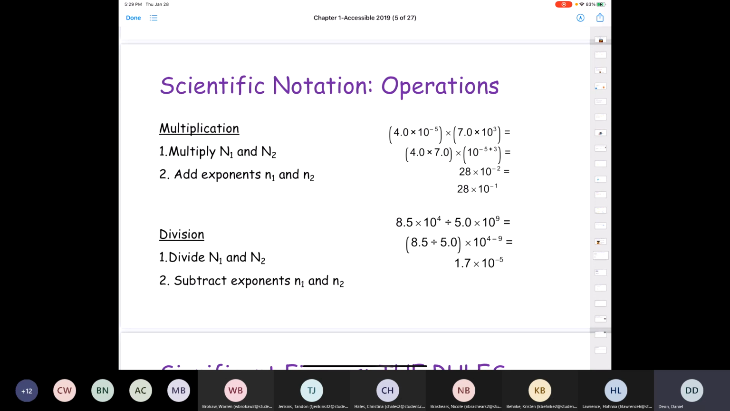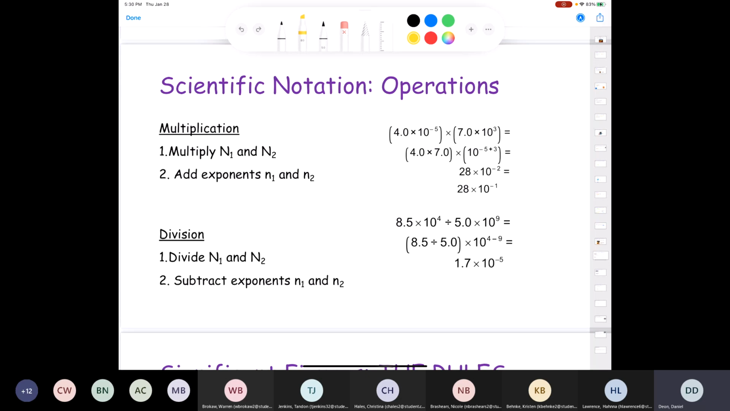When you're multiplying two numbers that are both written in scientific notation, what do you do with their exponents? If I want to multiply these numbers here, what do I do with the exponents, the -5 and the +3? The answer is you add them together. So you're multiplying these two numbers, and you're adding these two exponents together. So if I have -5 plus 3, what do I get? I get -2.